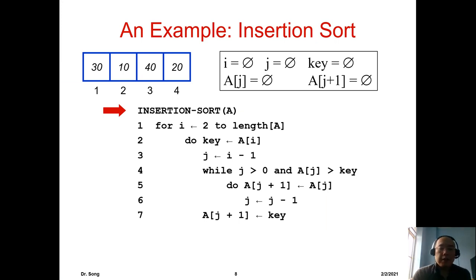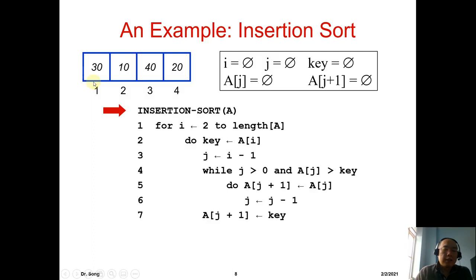Okay, so let's continue our review of the process of the insertion sort. And for this part, let's go through the code line by line. Say we start from the very first line, and this is the unsorted list, and we are going to start from i equals 2, right?